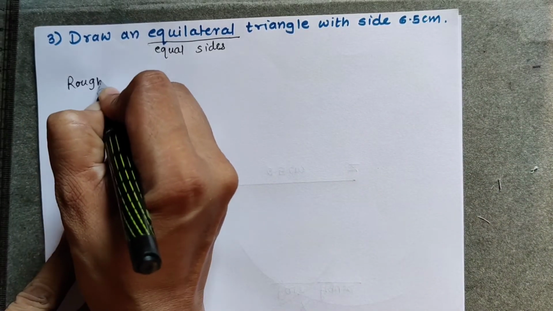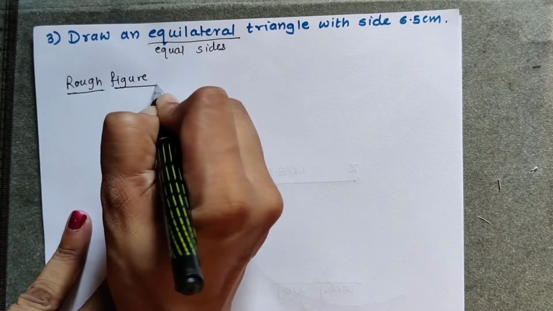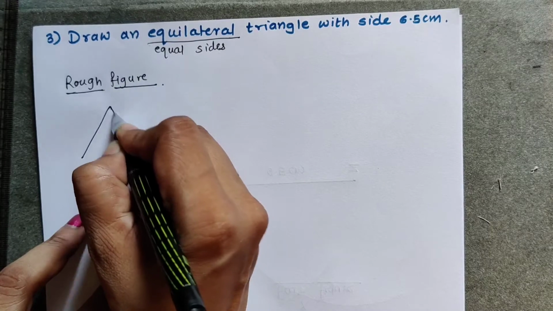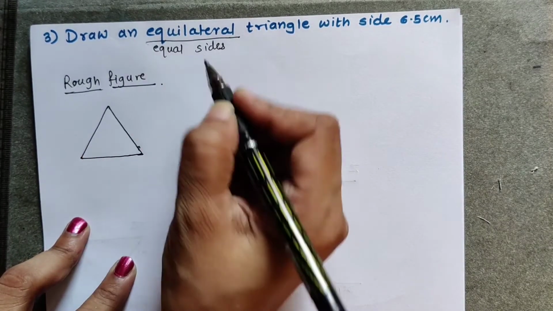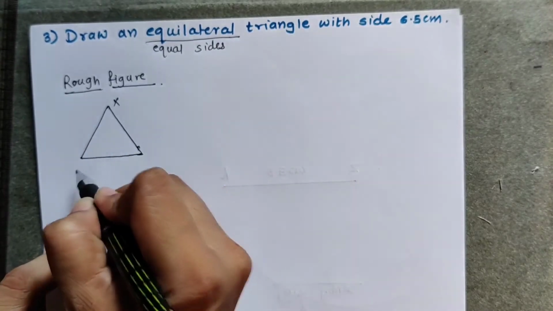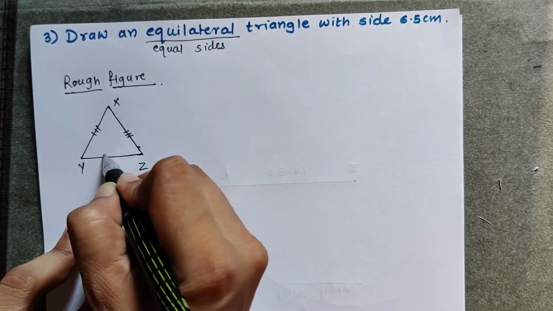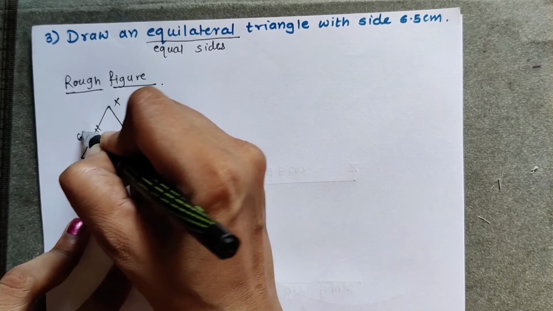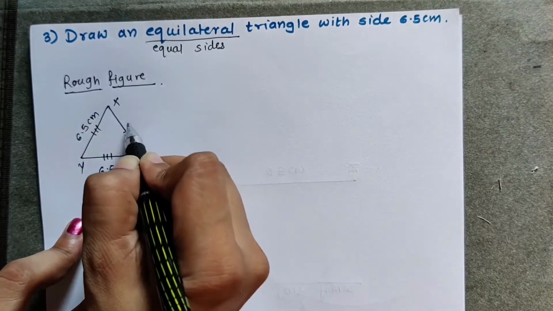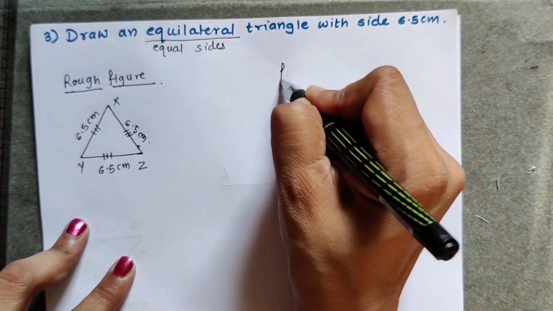So how to draw the rough figure? In the rough figure we can draw any triangle whose all three sides are congruent. As the name is not given, we can write any name, X, Y, Z. All three sides are congruent. One side is 6.5 cm. That's why the remaining two sides are also 6.5 cm. Now let us draw the fair figure.